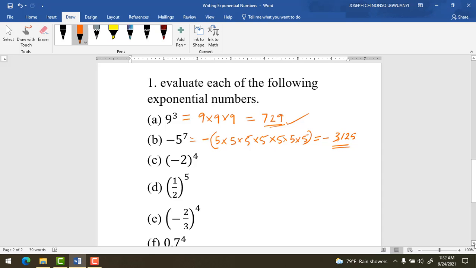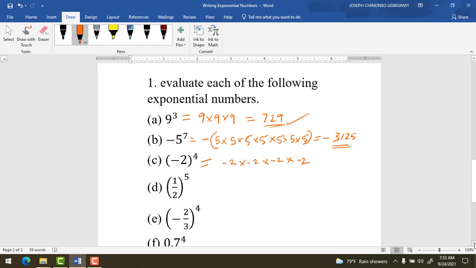What of when we have the minus included in the bracket? Here we have the minus included in the bracket. So we have minus 2 times minus 2 times minus 2 times minus 2. Now there is a trick here. You have minus inside the bracket.